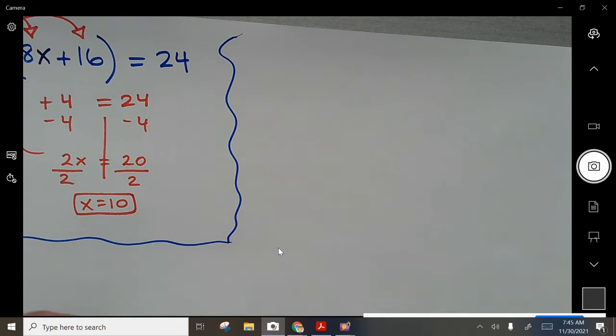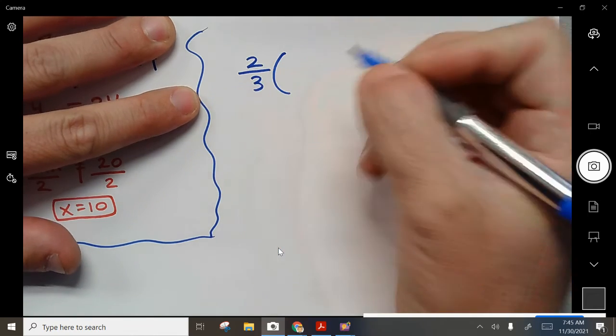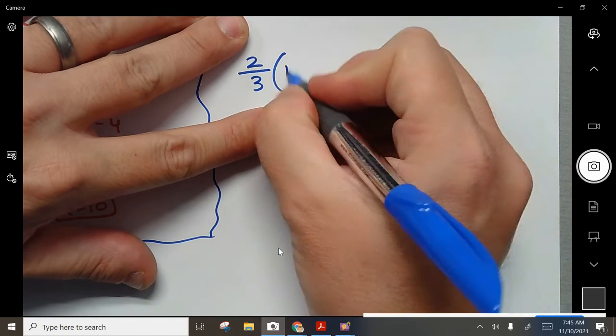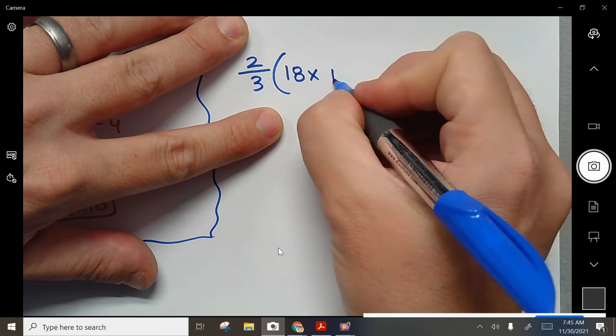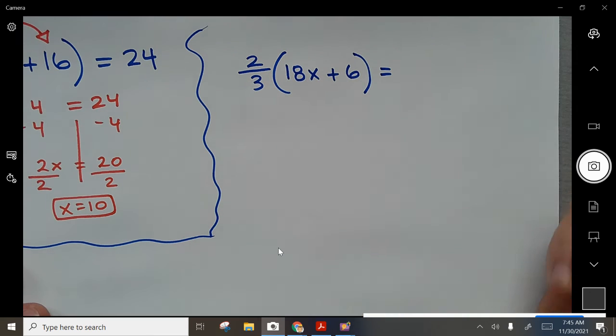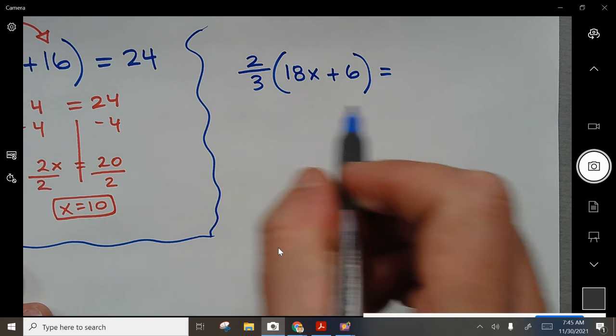All right, so let's go ahead and move this over. I'm going to go 2/3 times 18x plus 6 equals, let me see, I'm doing this in my head to make sure.